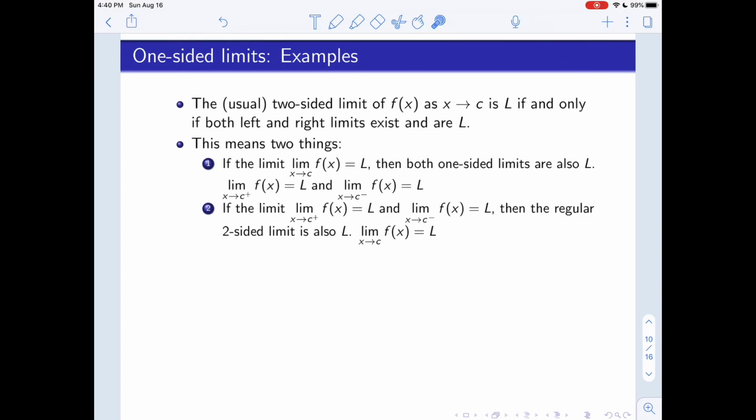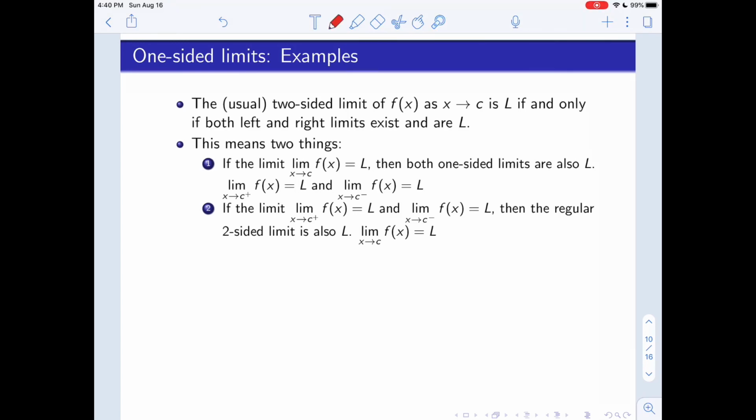All right. So what's the connection between a one-sided limit and a two-sided limit? Well, it works like this. The regular two-sided limit is a number L if and only if both the left and right limits exist. They're not one of the does-not-exist ones, and they're also L.